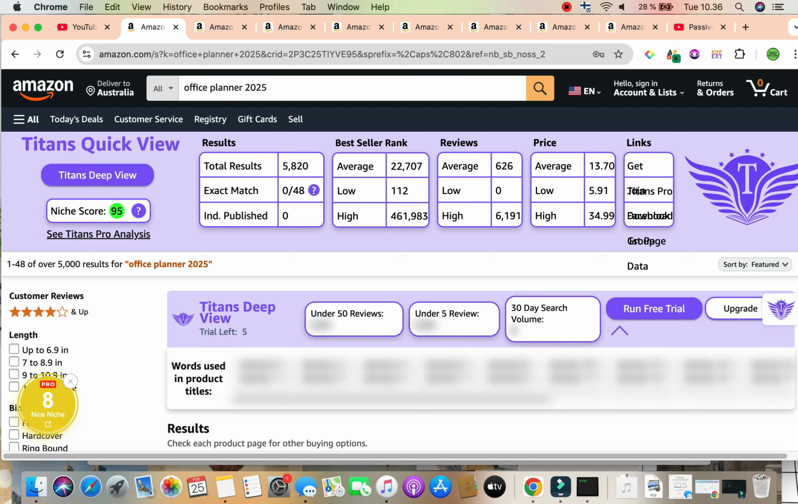I hope you take advantage of these beautiful 8 keywords for the 7 keyword slots for the Office Planner niche.